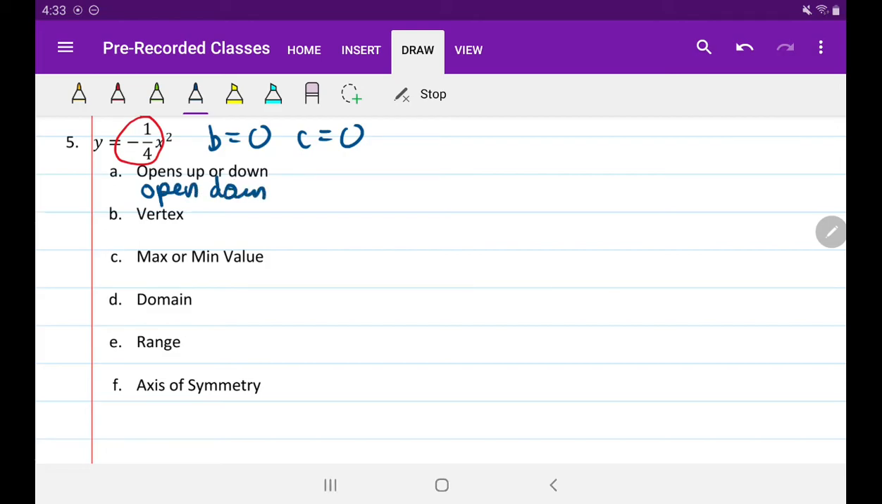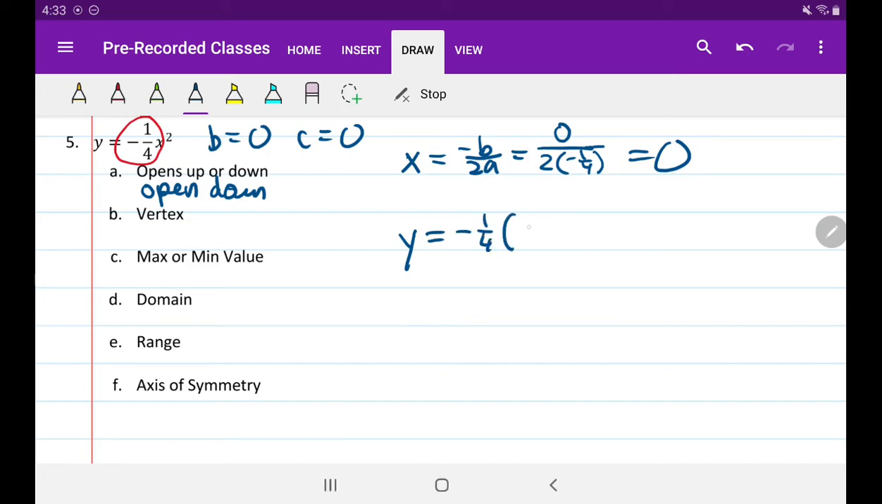And so to find our vertex, well, the x-coordinate of our vertex is going to be -b over 2a. And so my b term is 0, okay? And then a is -1/4. Well, it doesn't really matter what a is because b is 0. So the x-coordinate of my vertex is just 0. And then to find the y-coordinate, we would just plug that x-coordinate in. And again, we get 0. So our vertex is (0, 0).